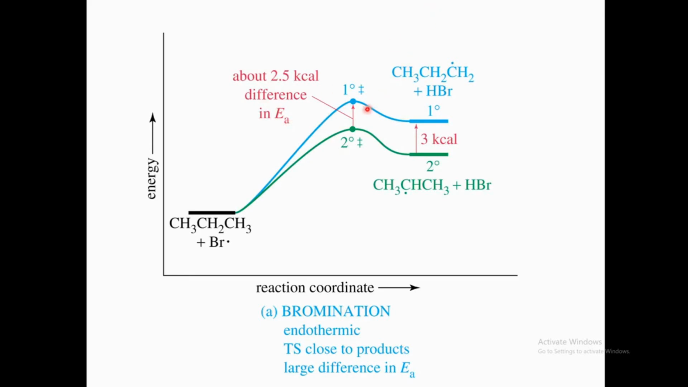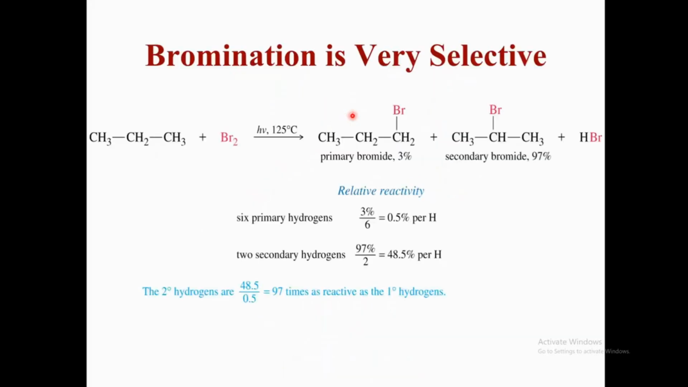As you can see, this is the primary radical formation, and this is the secondary radical formation. The secondary radical is more readily formed than the primary radical. That is the difference in activation energy between primary and secondary radical formation. So this is the energy profile for the endothermic bromination reaction.